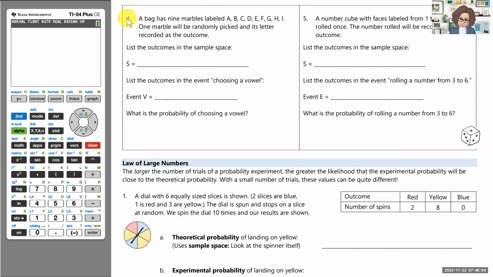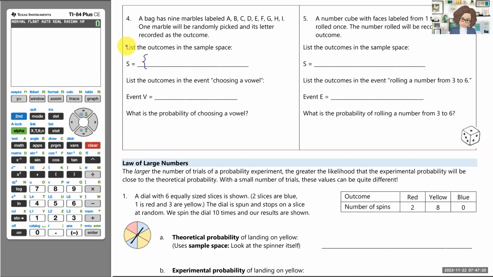Welcome. We'll continue our theoretical probability examples with number 4. A bag has 9 marbles labeled A, B, C, D, E, F, G, H, I. One marble will be randomly picked and its letter recorded as the outcome. So we'll start by listing the outcomes in our sample space S. So every possible outcome, and this set of outcomes we will indicate here with set notation.